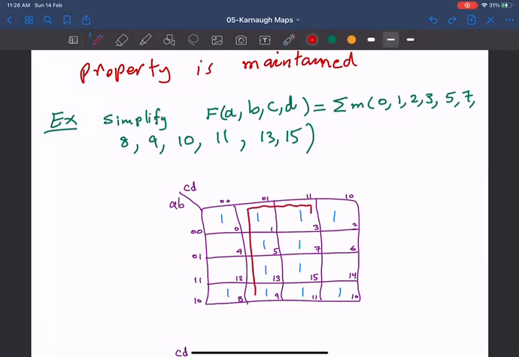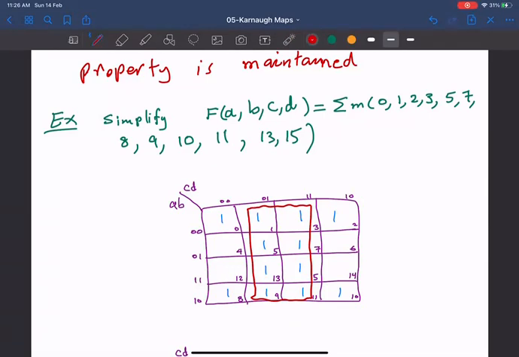Why? Because it's rectangular and a power of 2, and not completely covered by a larger rectangle. Excellent. So this is one example of a group. Who can tell us another group?